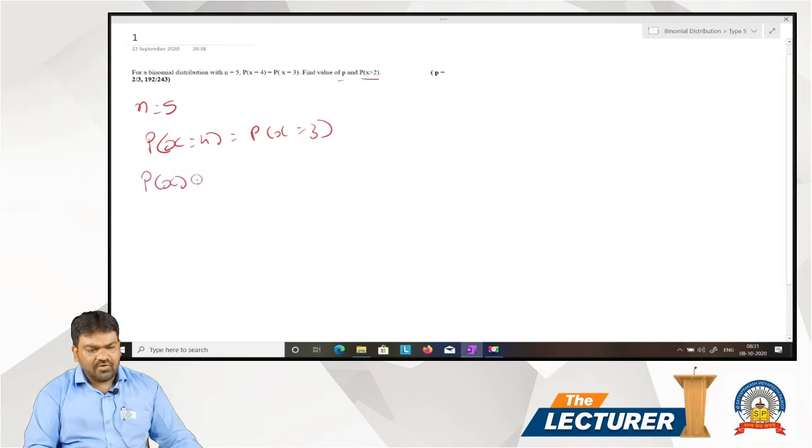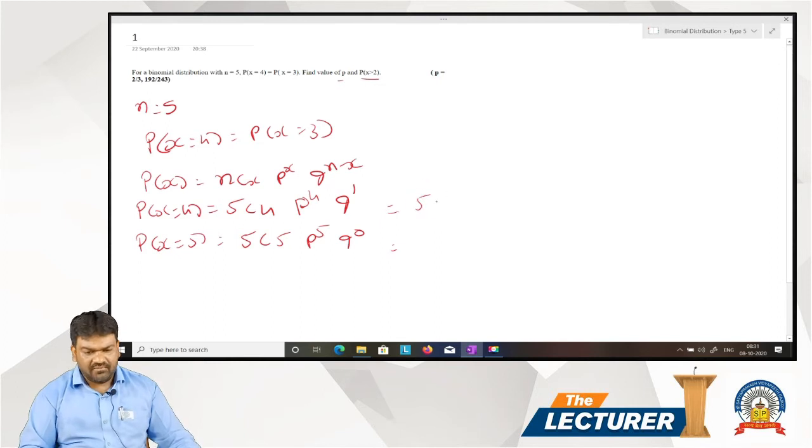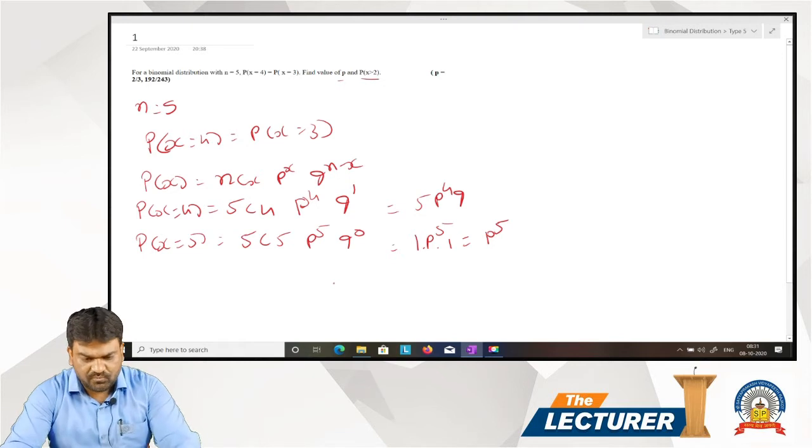Now first, the probability function, P of x is equal to nCx, P raised to x, Q raised to n minus x. P of x is equal to 4, n is equal to 5: 5C4, P raised to 4, Q is equal to 5 minus 4, that is 1. P of 5: 5C5, P raised to 5, Q raised to 0. 5C4 is equal to 5, P raised to 4, Q raised to 1, that is Q. 5C5 is equal to 1, P raised to 5, and Q raised to 0 is also equal to 1. Now put the value in the given relation.